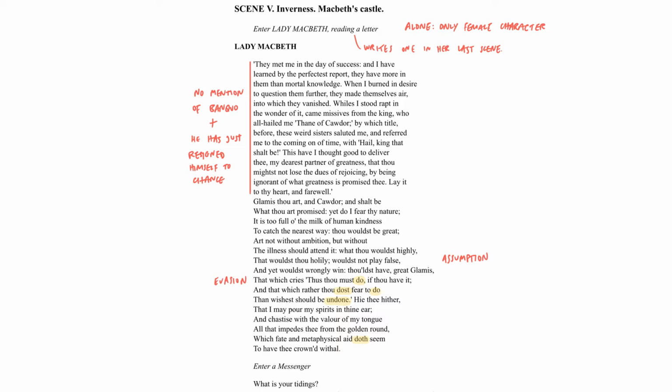So he's telling her some of what happened, but the tone is very elated, almost ecstatic, isn't it? "Perfectest report," "more than mortal knowledge." There's a tone of almost certainty there. "Whilst I stood wrapped in the wonder of it, came missives from the king, who all hailed me Thane of Cawdor, by which title before these weird sisters saluted me, and referred me to the coming on of time, with 'Hail, king that shalt be.'"